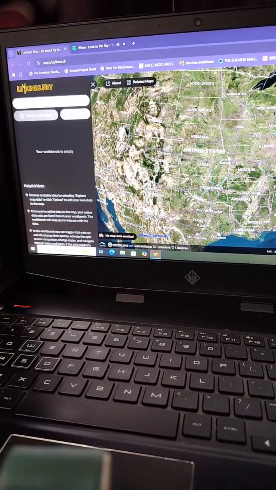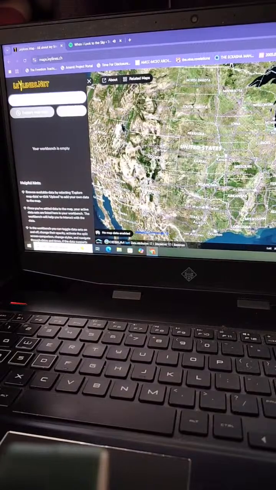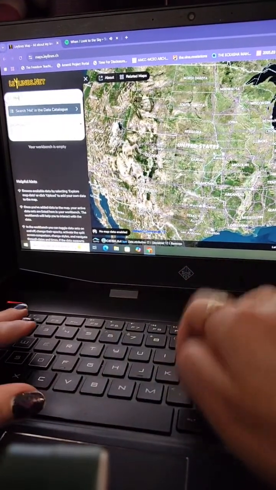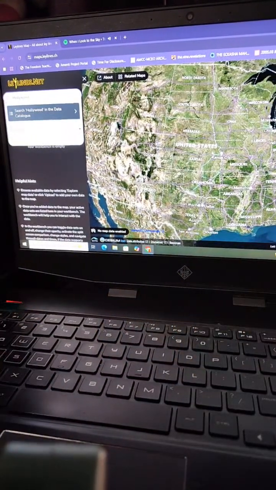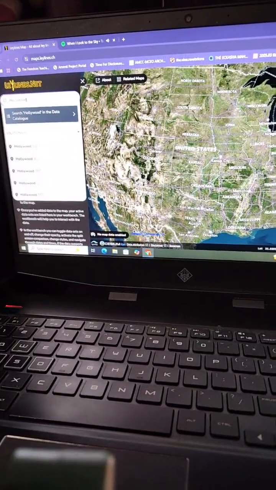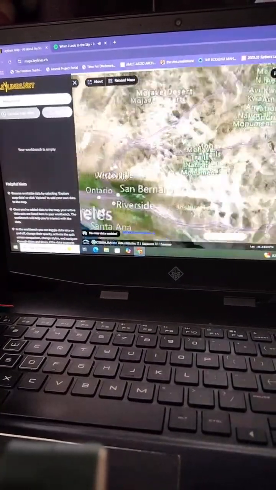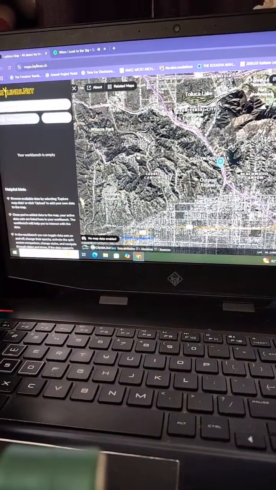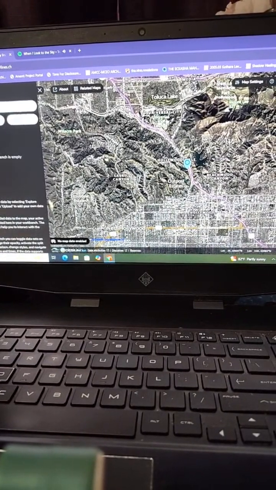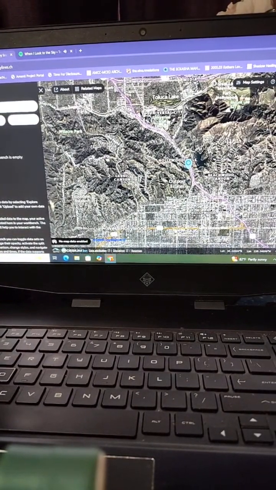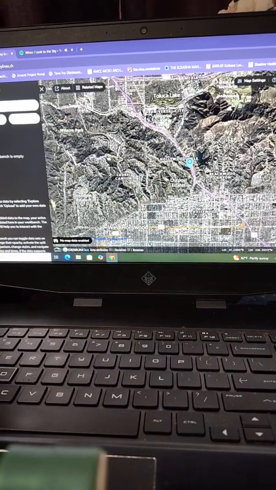So I'm going to put a location in here. Let's do Hollywood, California, just out of curiosity. Okay. So then the map's going to go right in there, zoom in. And there is definitely some crown chakra lines going on in Hollywood, California.